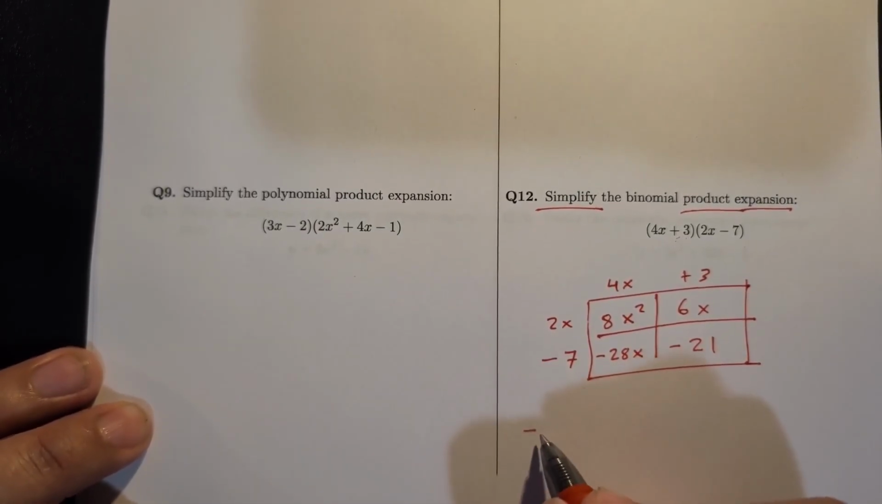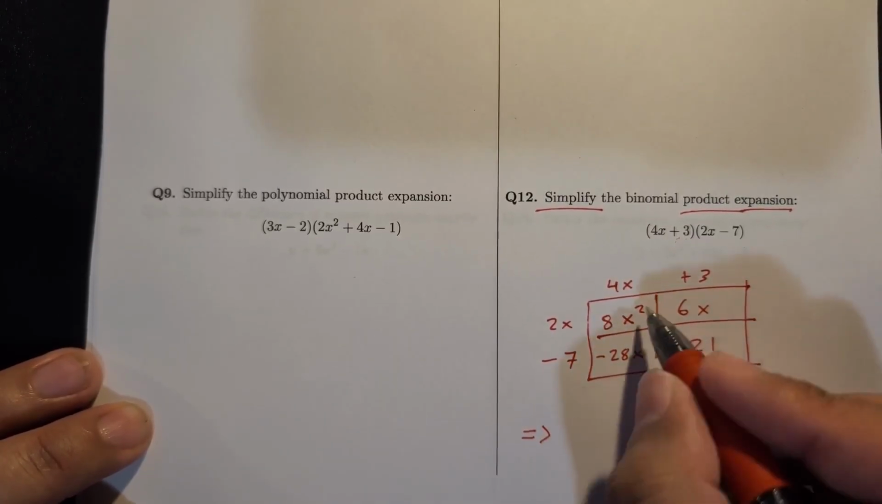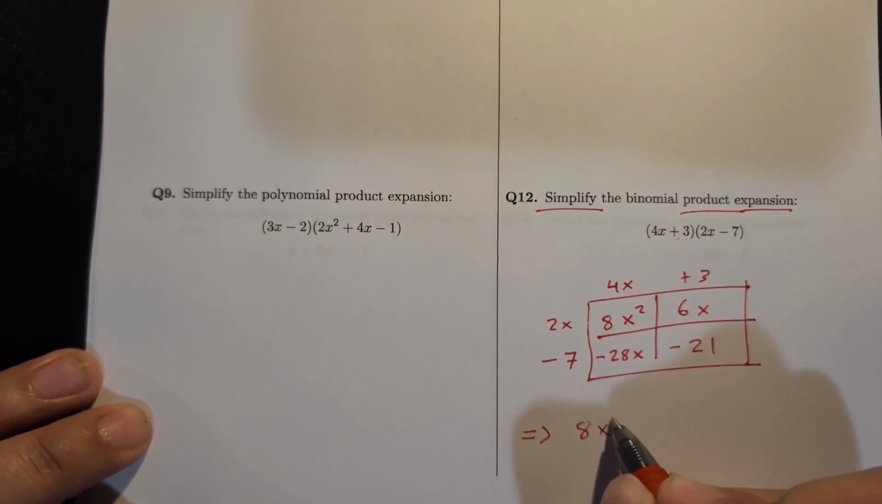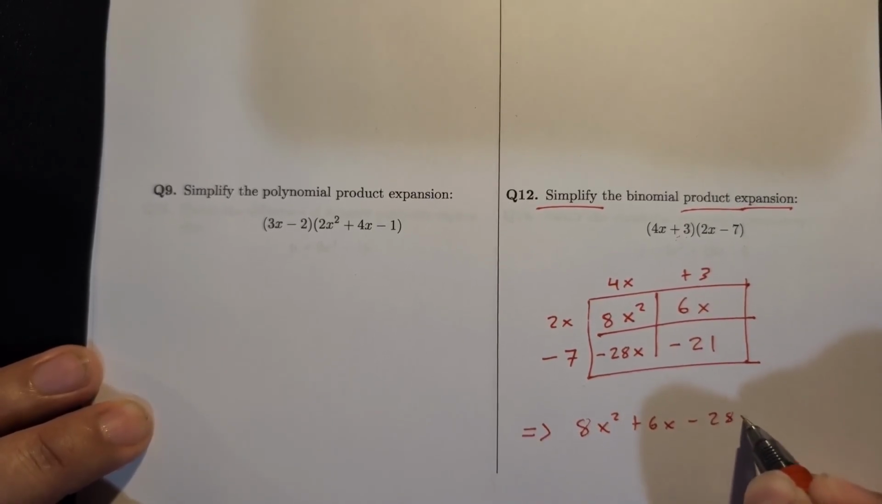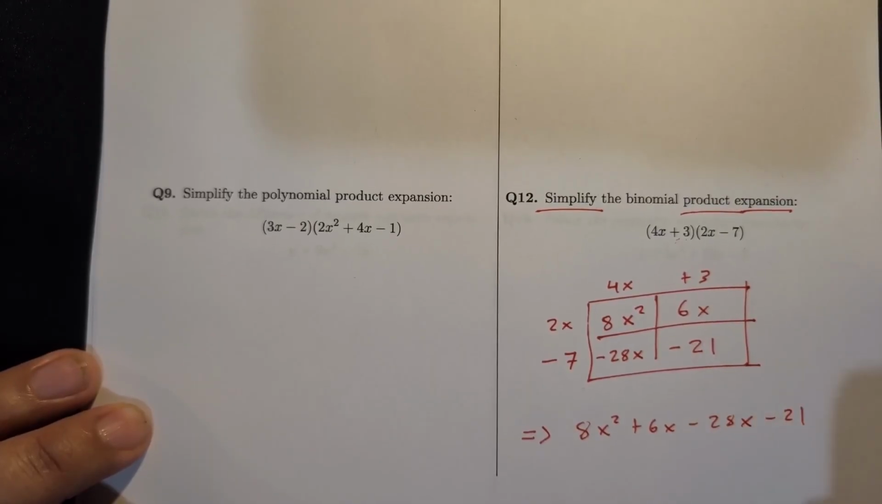Now I'm going to write it all together. 8x squared plus 6x minus 28x minus 21.